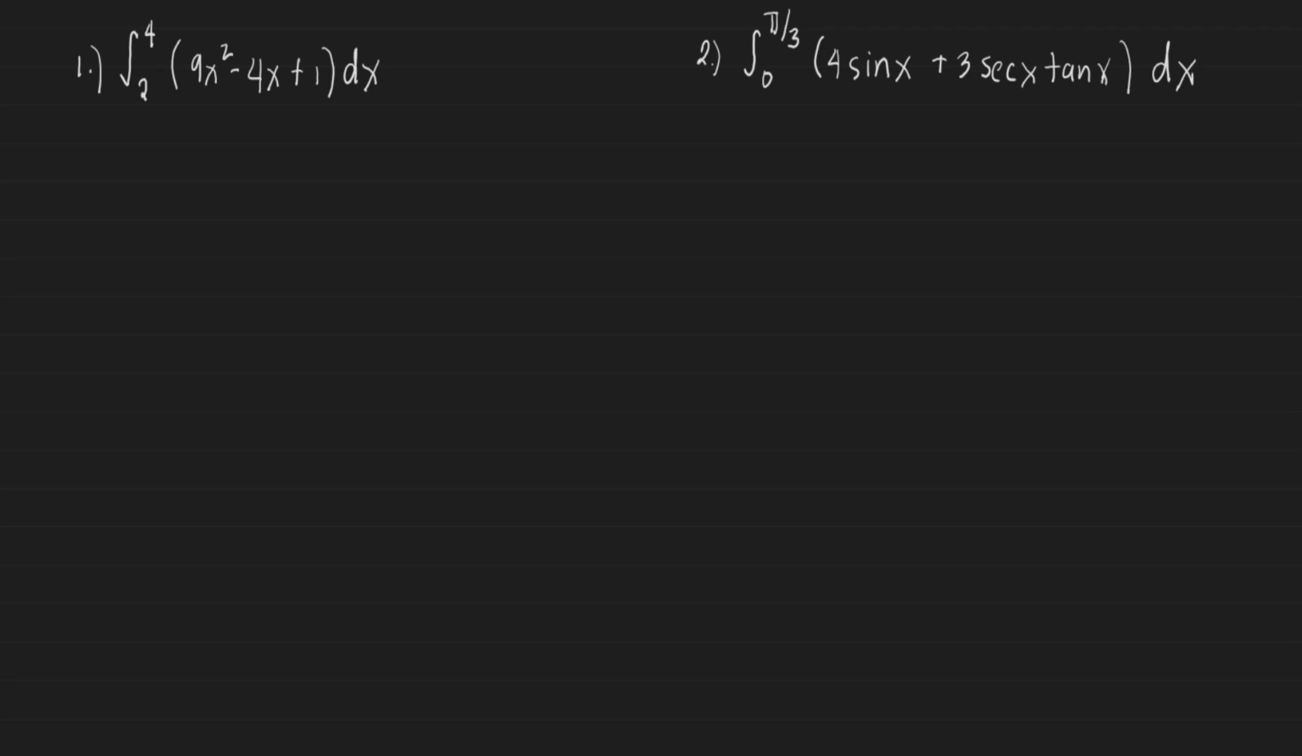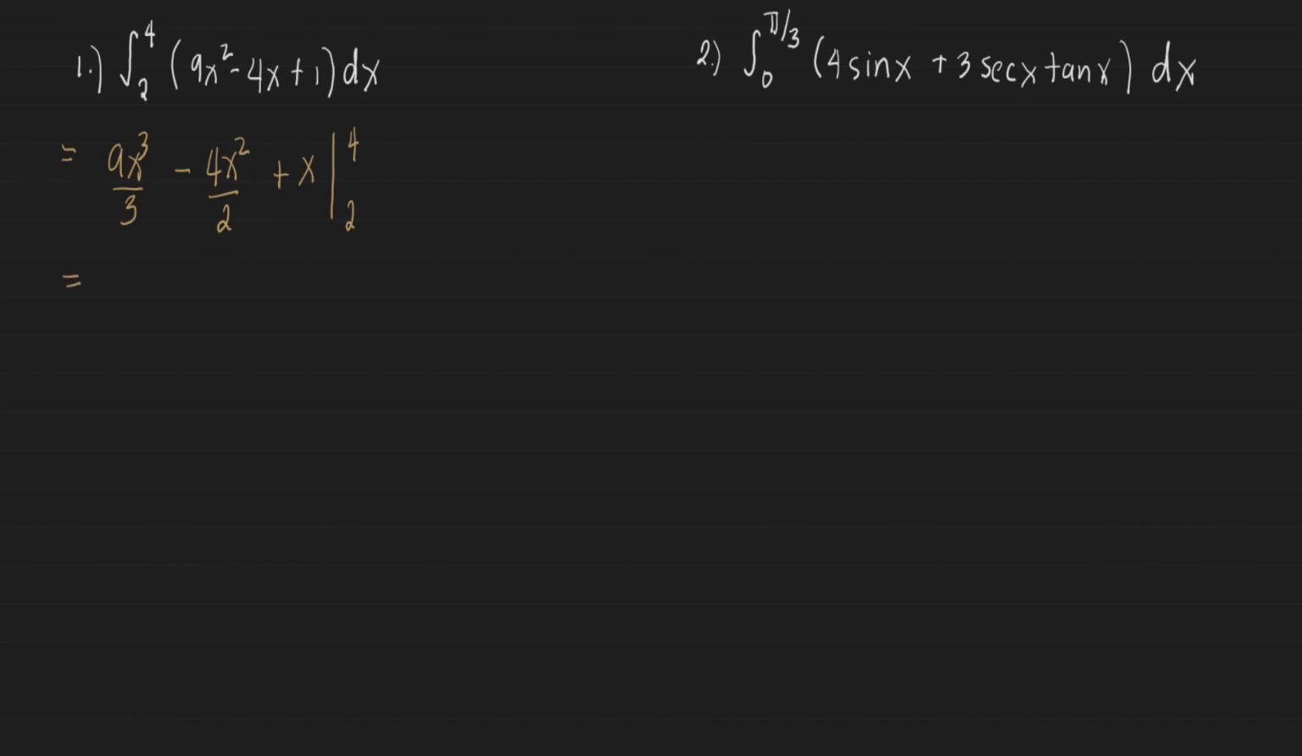Let us evaluate the definite integral of 9x squared minus 4x plus 1 dx from 2 to 4. To solve this, we must first get our antiderivative. For 9x squared, it will be 9x cubed over 3. Then minus, for 4x, it would be 4x squared over 2. And for plus 1, it will be plus x. And this will be evaluated from 2 to 4.